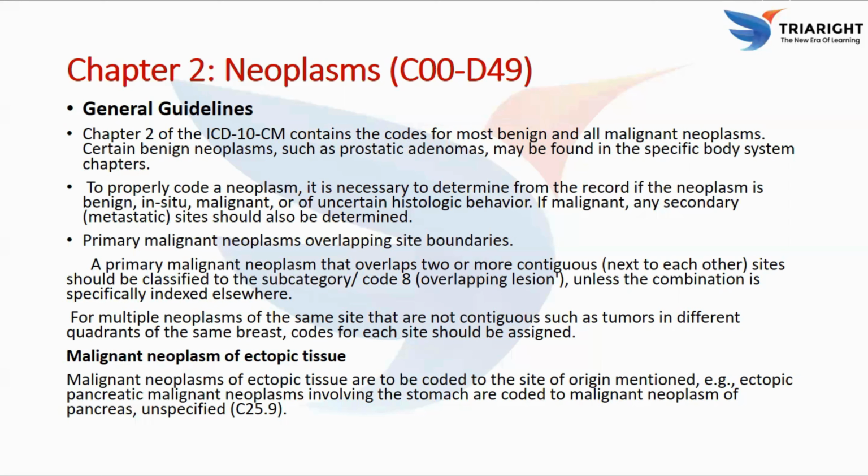Next is history of malignancy. If the cancer is no longer present and the treatment is complete, you have to use personal history of malignant neoplasm codes from the Z category, Z85. If a patient is still receiving treatment, you still use active cancer codes, the C codes. And then anemia, pain, or other conditions due to cancer: in this situation, you have to code the malignancy first, then code any other associated conditions, for example, anemia due to cancer.